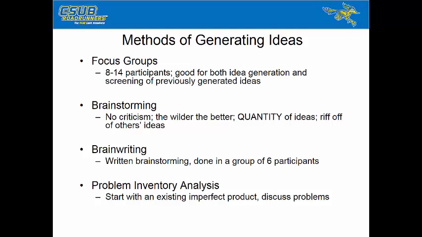Methods of generating ideas. There's a couple different ones. Focus groups, brainstorming, brainwriting, and problem inventory analysis. Focus groups tend to have 8 to 14 participants. You kind of sit around in a circle, chat about a certain product or service. It's good both for idea generation and for screening of previously generated ideas. It could work either way. You could have a focus group that just talks about new software apps.